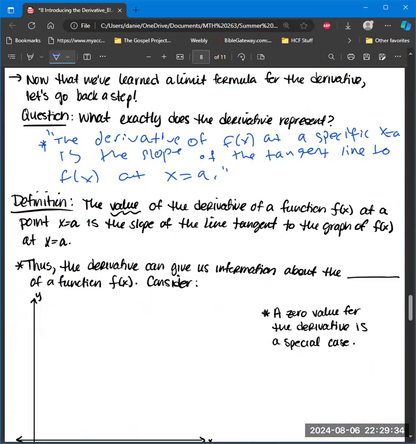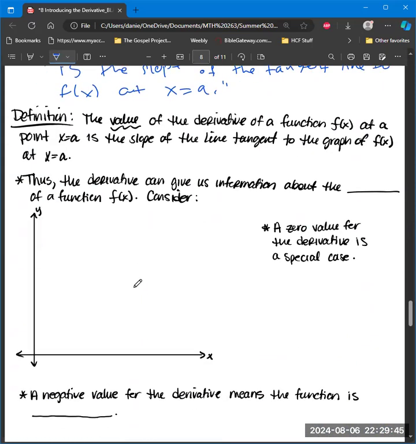All right. Let's go ahead now and take a look here. The value of the derivative of a function at the point x equals a is the slope of the tangent line to the graph of f of x at x equals a, which is what we just said is the answer up there. Thus the derivative can give us information about the slope of the function f of x.